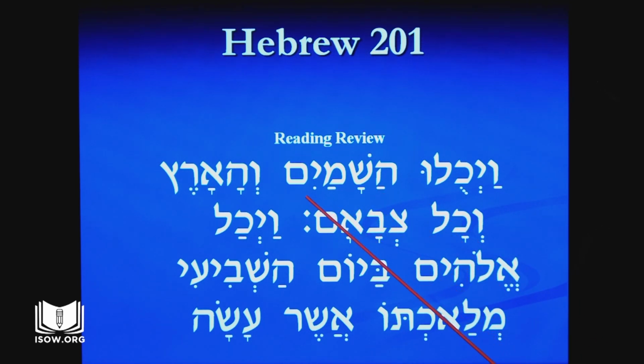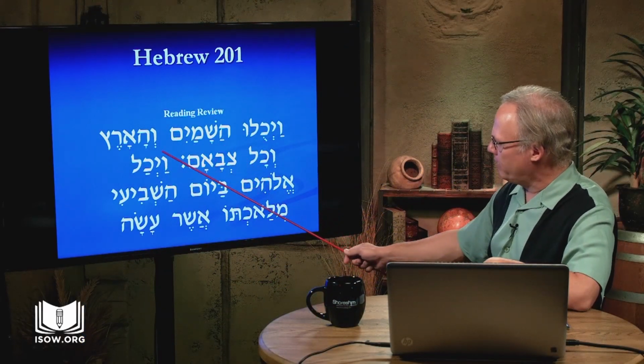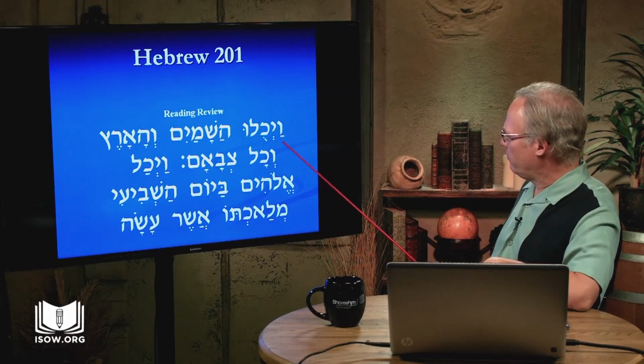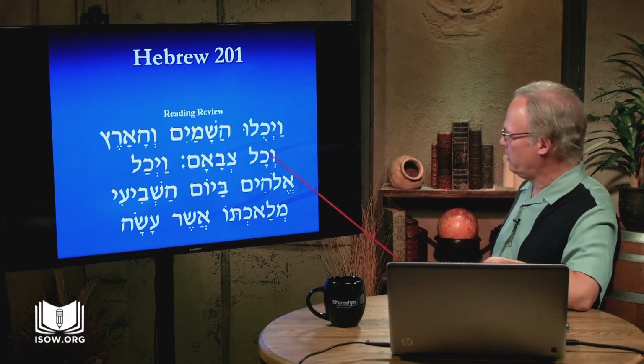hashamayim. The next word, v'ha'aretz. And so this first line: vayechulu, hashamayim, v'ha'aretz.